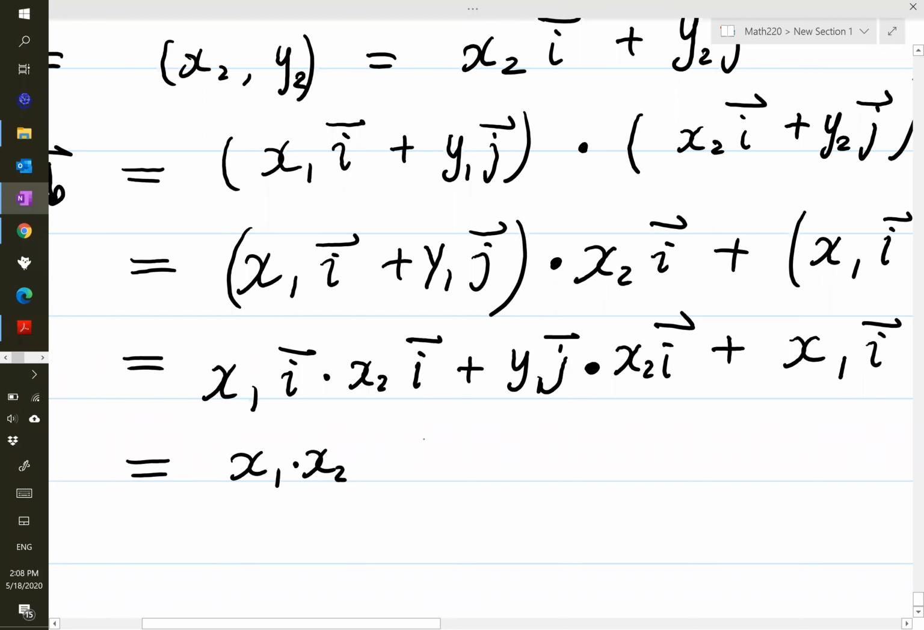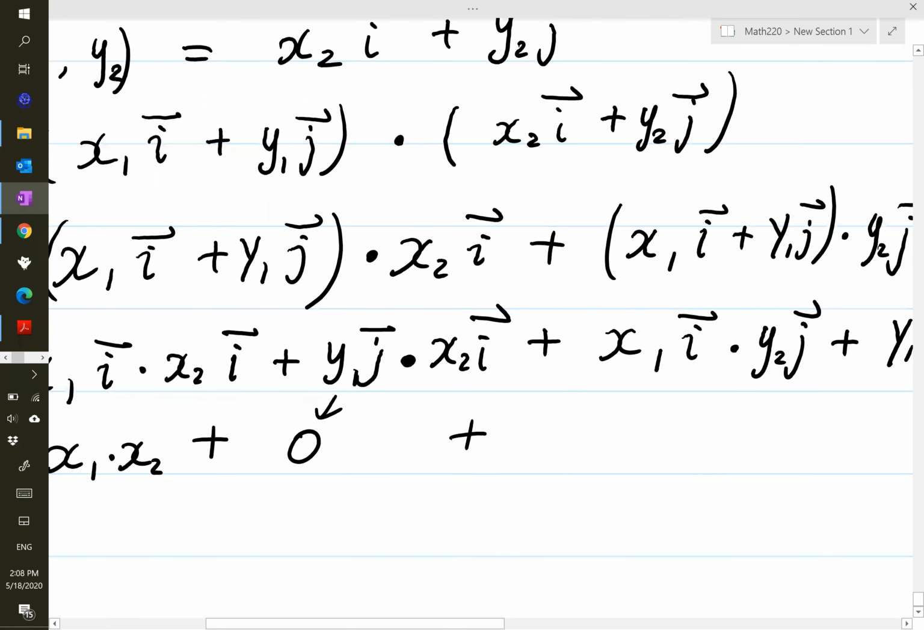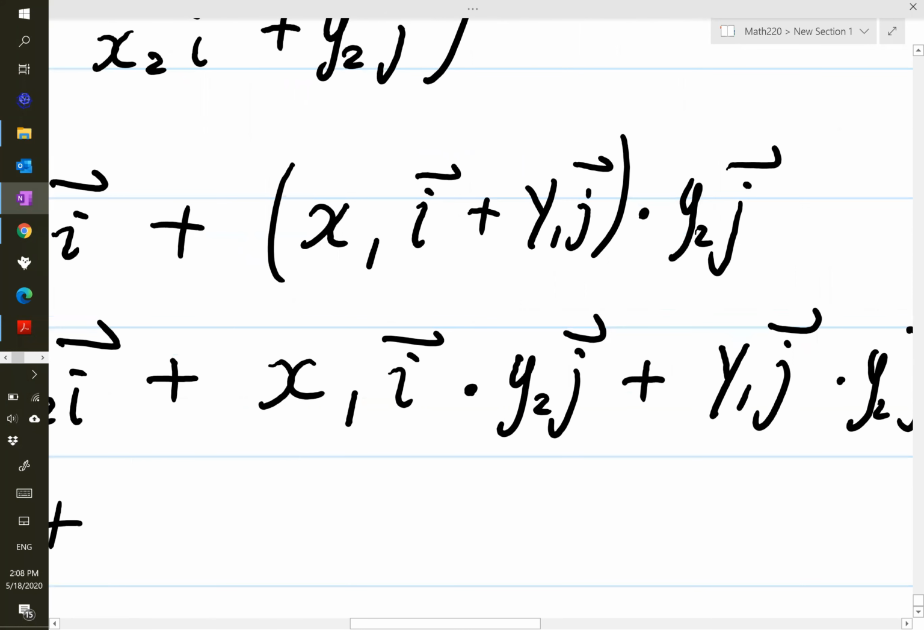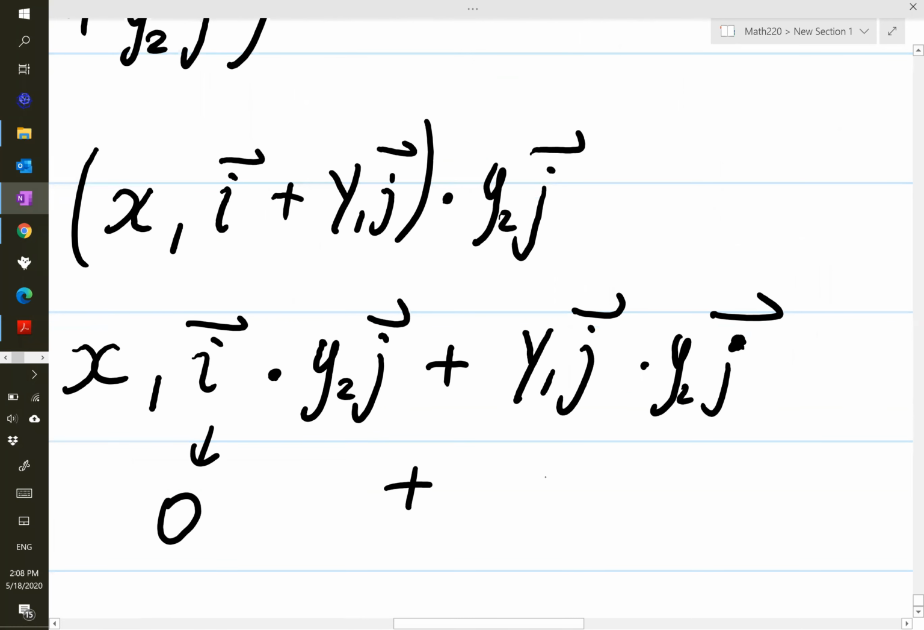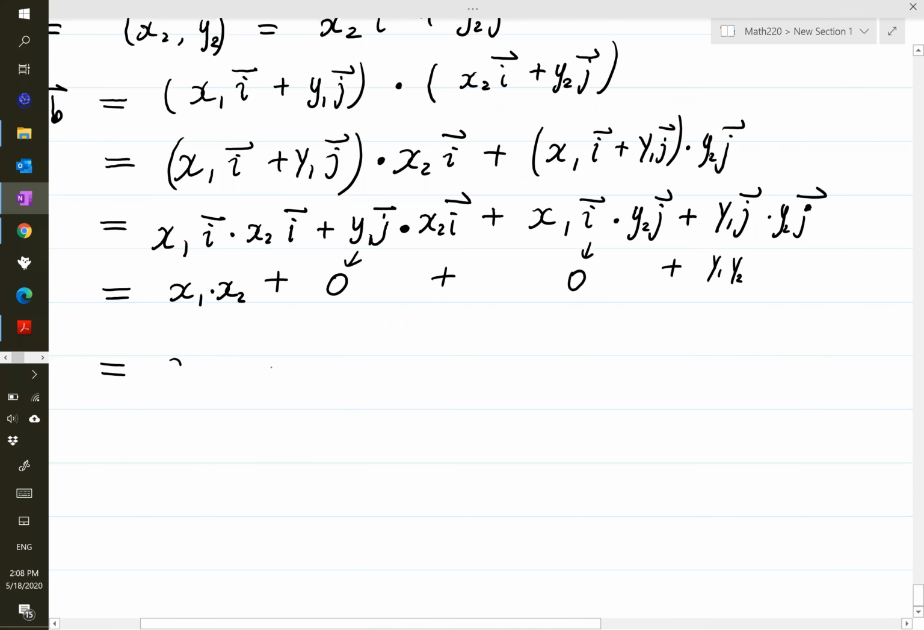Now j dot i, or i dot j, gives us 0. The next term, x1 i dot y2 j: i and j are orthogonal, their dot product gives 0, so this term is 0. The last term, j dot j, gives us 1, so this is y1 y2 times 1. Finally, we get x1 x2 plus y1 y2. So we get the dot product of two vectors.